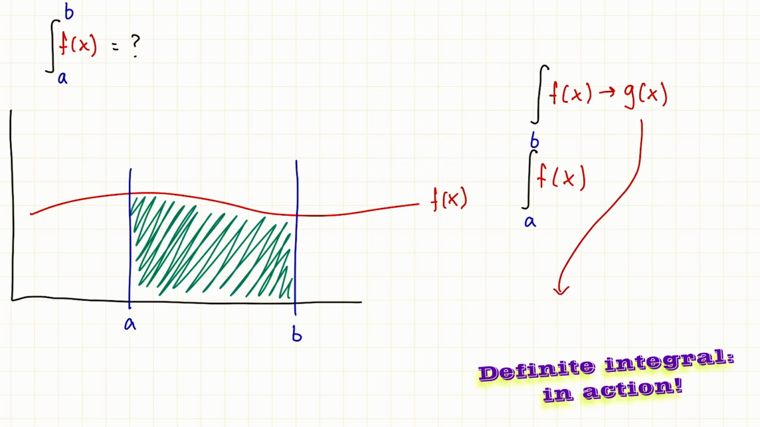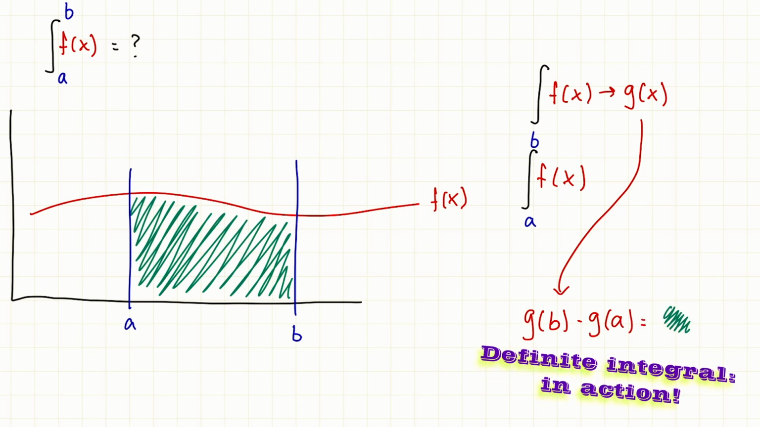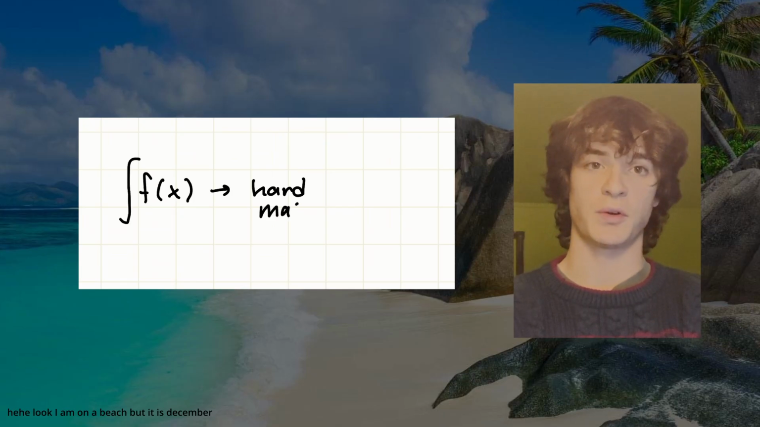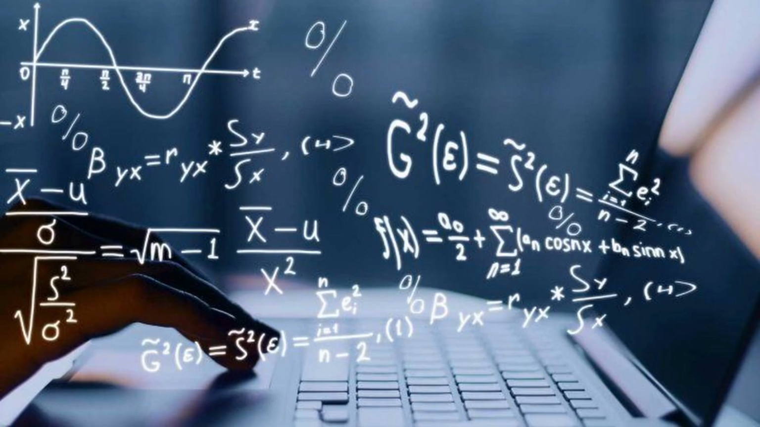Definite integrals take that function, g(x), and evaluate it at two separate points, a and b. According to the fundamental theorem of calculus, g(b) minus g(a) yields the area under the curve of f(x) on the interval [a, b]. Both definite and indefinite integrals involve taking an integral of f(x), which can be challenging. If you've taken a calculus class, I'm sure you know what I mean.